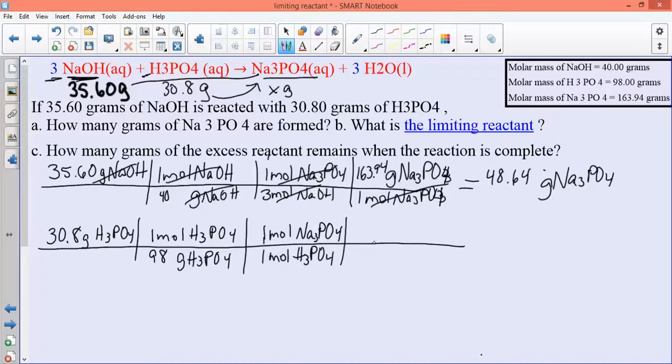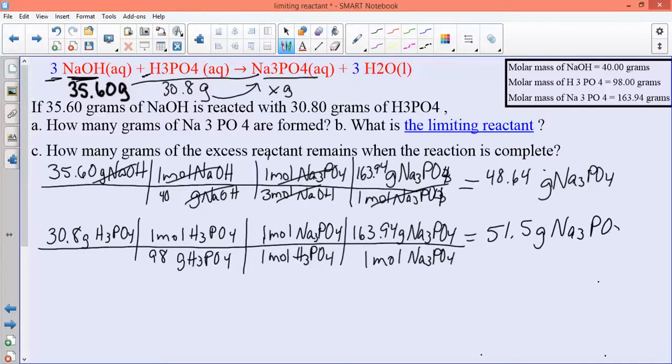And then 163.94 grams of sodium phosphate to 1 mole of sodium phosphate. When you do the math here, you get 30.8 times 163.94 equals, divided by 98 equals, divided by 1. 51.5 grams of sodium phosphate will be made.